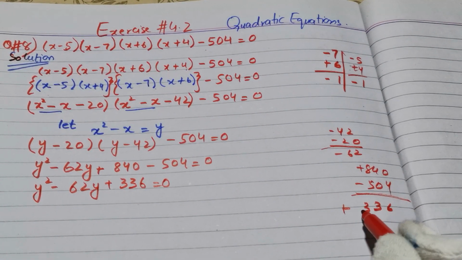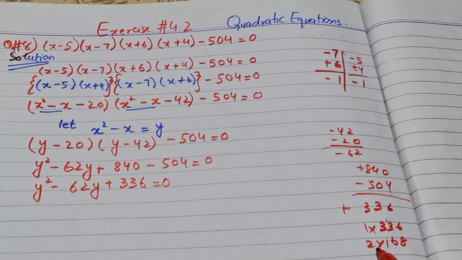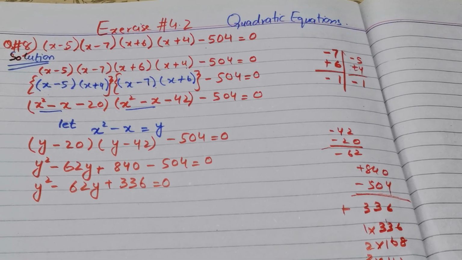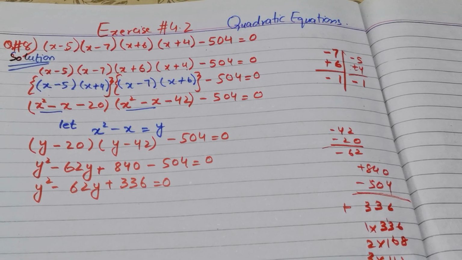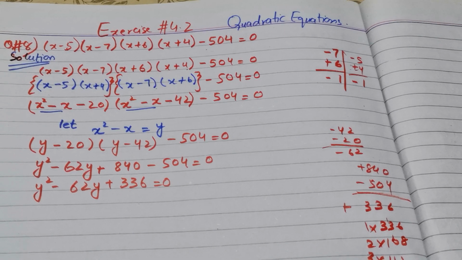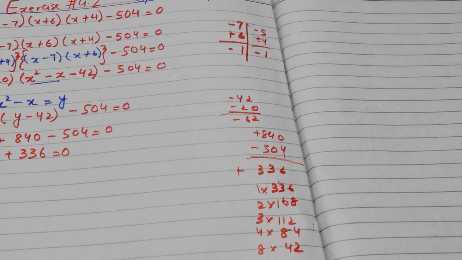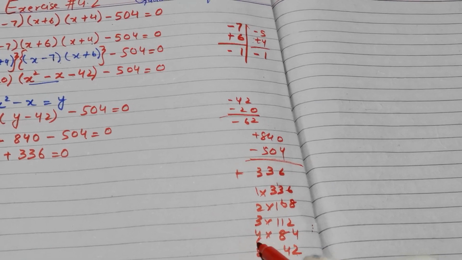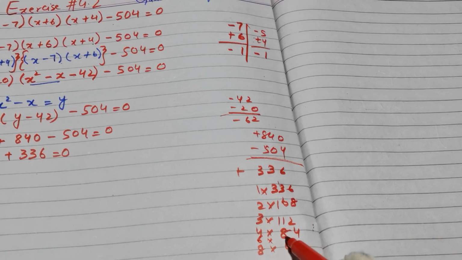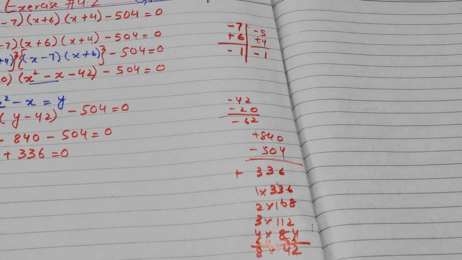Now we'll make factors of 336. 2 1s are 2, 2 6 are 12, 2 8s are 16, 8 4s are 32, 8 2s are 16, 6 1s are 6, 6 5s are 30, and 6 6 are 36. 56 and 6, 6 into 56.